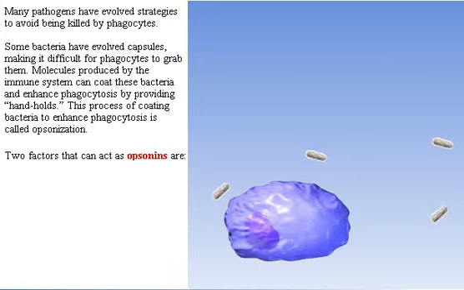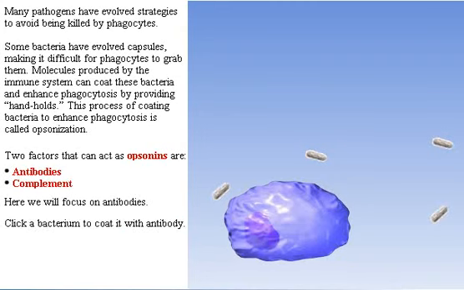Two immune molecules that can act as opsonins are antibodies and complement. We will learn more about both of these later, but here we will focus on antibodies. Click a bacterium to coat it with antibody.